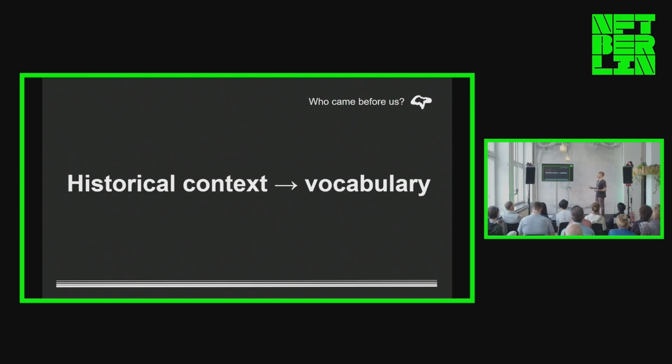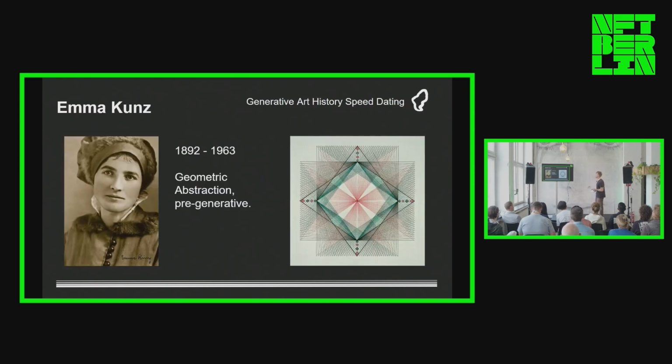So, to understand how to talk about generative art and the terms that will be used in art history books going forward, we kind of have to understand the historical context of where we came from. So let's do a little generative art history speed dating class.